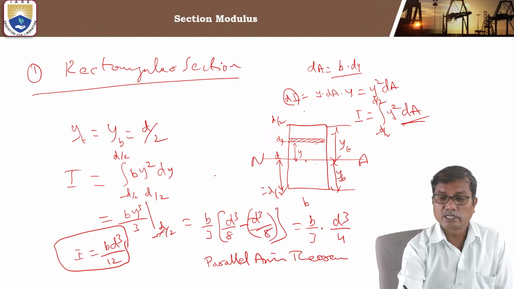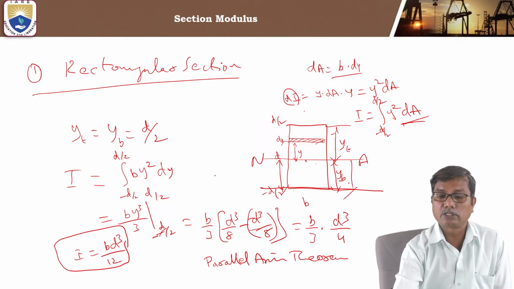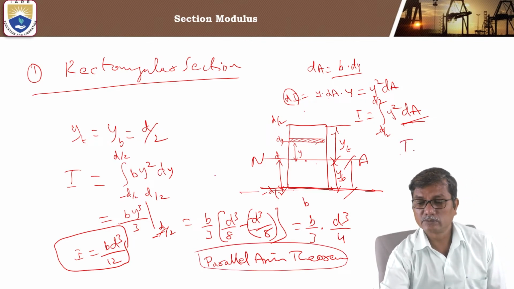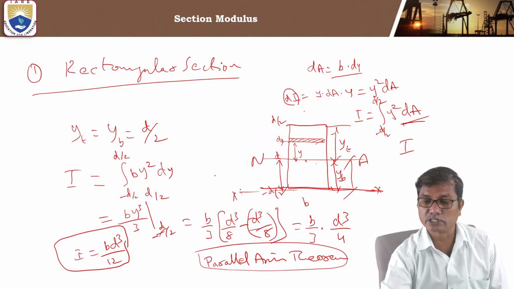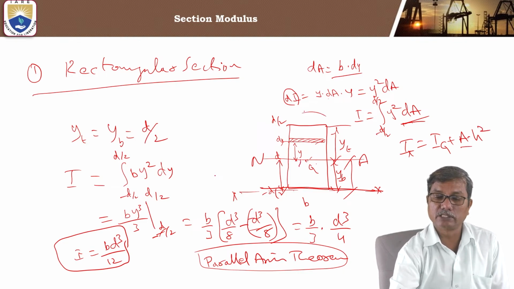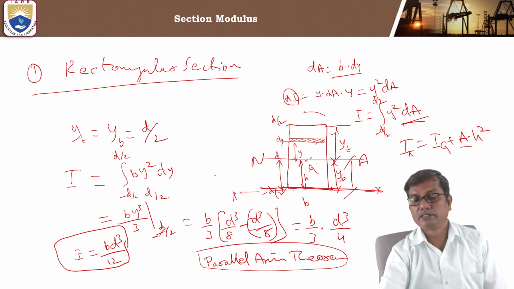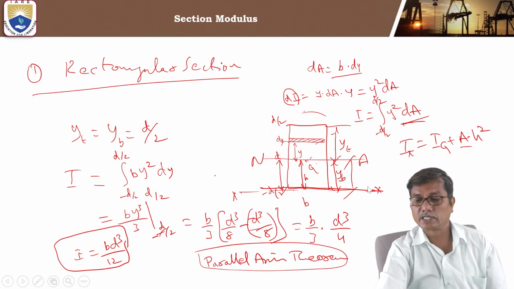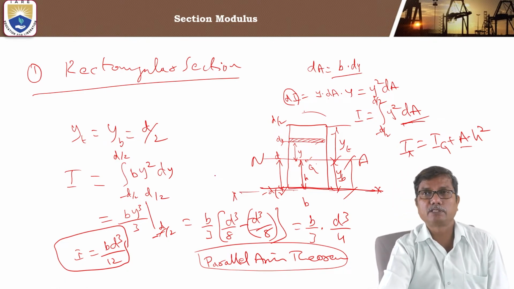Moment of inertia about an axis parallel to the centroidal axis, for example, about the base, an axis passing through the base, can be obtained by using the parallel axis theorem. That is, moment of inertia about the axis x passing through the base is moment of inertia about the centroidal axis plus A h square, where A is the area and h is the distance between the centroidal axis and the axis under consideration. Is this clear?